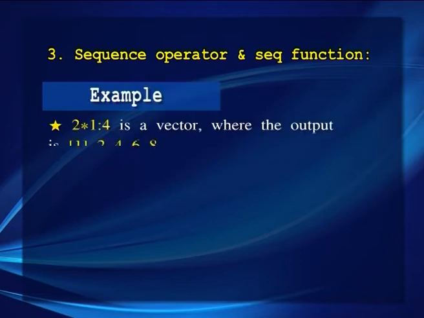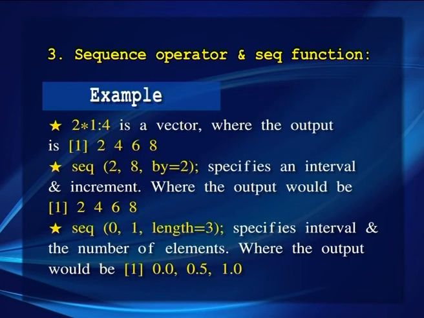We see an example. 2 star 1:4 is a vector where the output is 2, 4, 6, 8. seq(2, 8, by=2) specifies an interval and increment where the output would be 2, 4, 6, 8. seq(0, 1, length=3) specifies an interval and the number of elements where the output would be 0.0, 0.5 and 1.0.